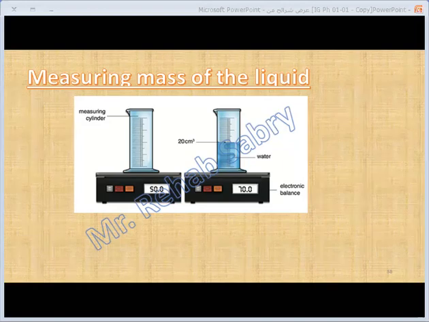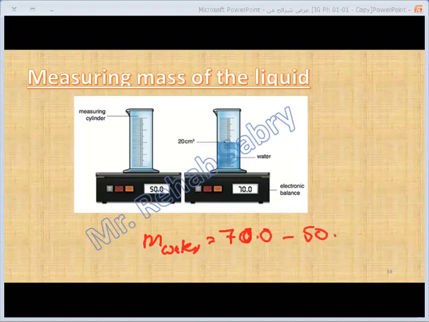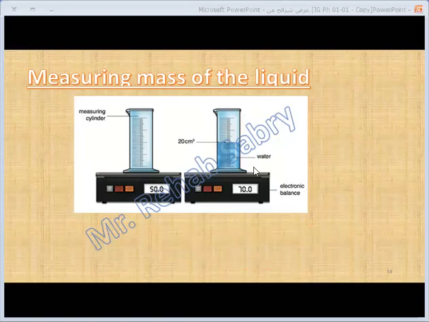So the mass of water here equals 70 minus 50 equals 20 grams. Mr., do we write the unit or not? Oh, you have to write the unit. Okay. So here, alhamdulillah, we finished this part and it's a piece of cake, as we see.